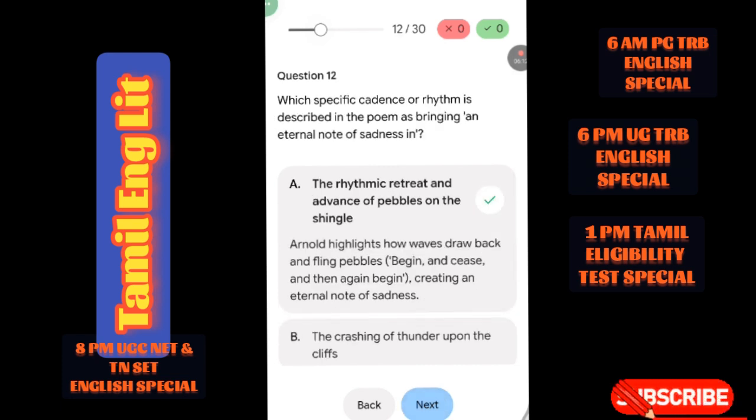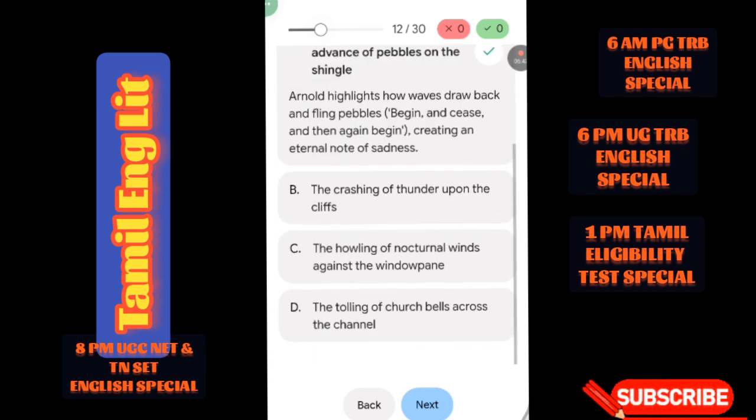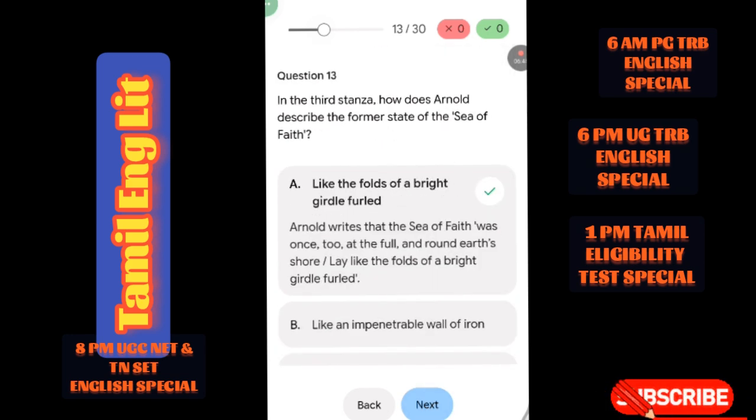Next question is, which specific cadence or rhythm is described in the poem as bringing an eternal note of sadness in? The rhythmic retreat and advance of pebbles on the shingle. Arnold highlights how waves draw back and fling pebbles, begin and cease, and then again begin, creating an eternal note of sadness.